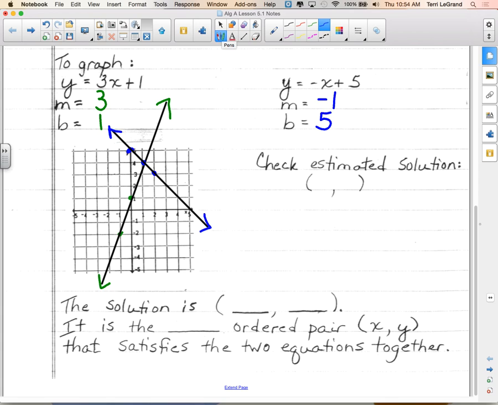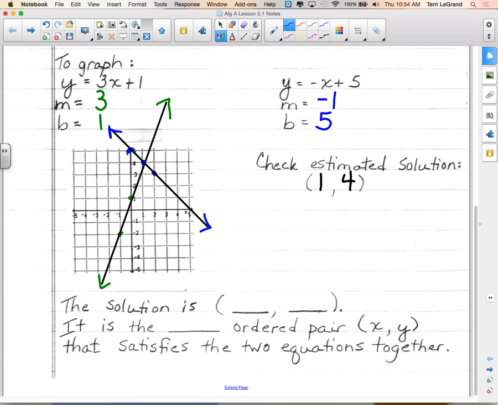Okay, we get a little bit better picture now, don't we? We call it an estimated solution because, from the graph, it was hard to tell what the actual solution was. We call it an estimated solution until we actually check it out. So from our graph, what is the estimated solution? The ordered pair 1, 4, which happened to be one of the estimates we came up with, and the other one was 1, 5.